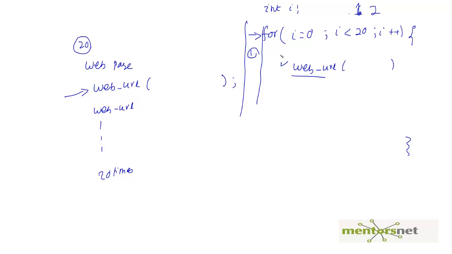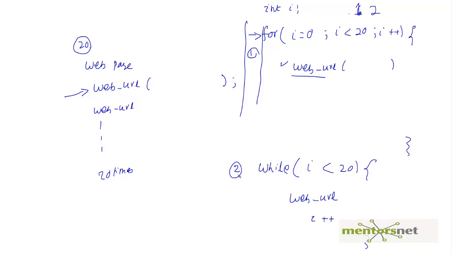Similarly, another loop structure we have is called the while loop. What you can do is write while i less than 20, then call web_url, and increment i after the web_url. This way we can execute web_url 20 times using a while loop.